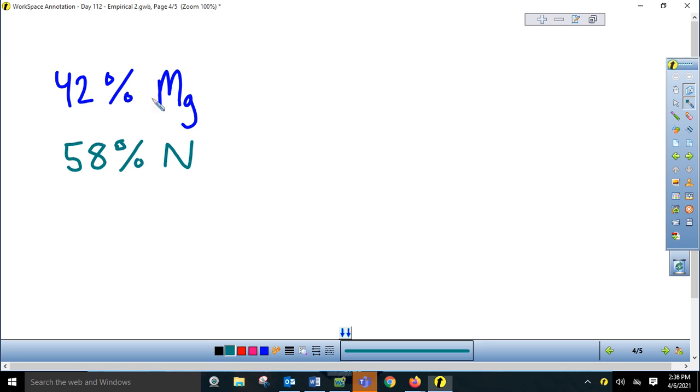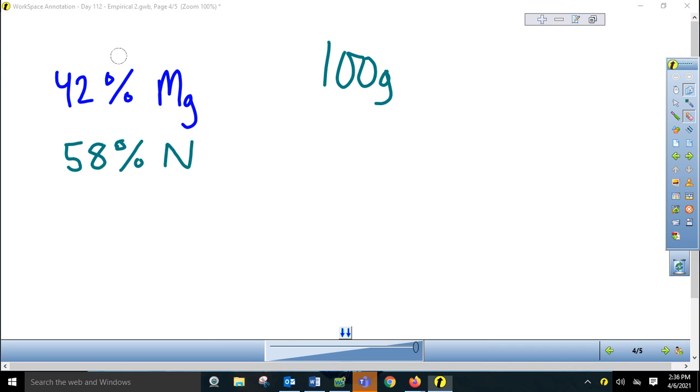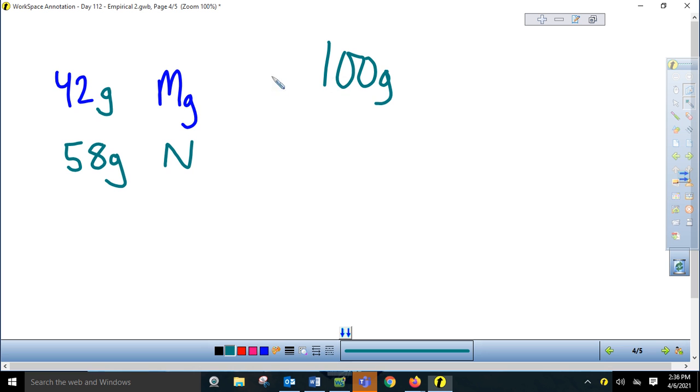So what I mean by that is if by weight a chemical is 42% magnesium and 58% nitrogen, then just assume that you have 100 grams. If you have 100 grams of your mystery substance, that 42% of 100 would just be 42 grams. And then 58% of a 100-gram sample would just be 58 grams. So if you assume you have a 100-gram sample of your mystery substance, then just convert your percentage sign into a gram symbol, and boom, you got your masses, you're ready to convert it into moles, you're ready to find your empirical formulas.